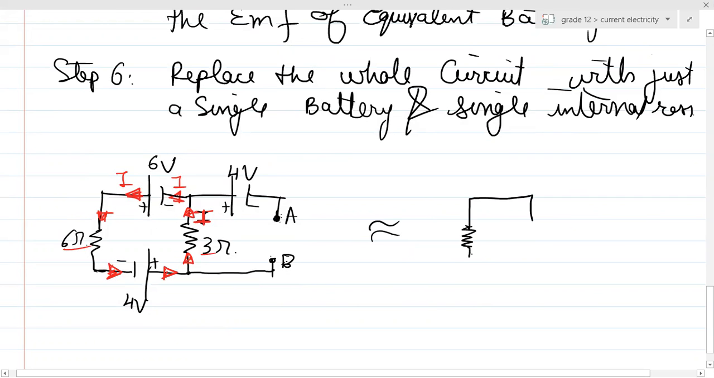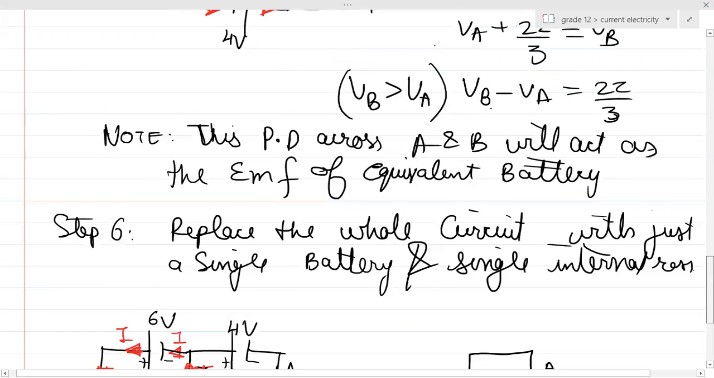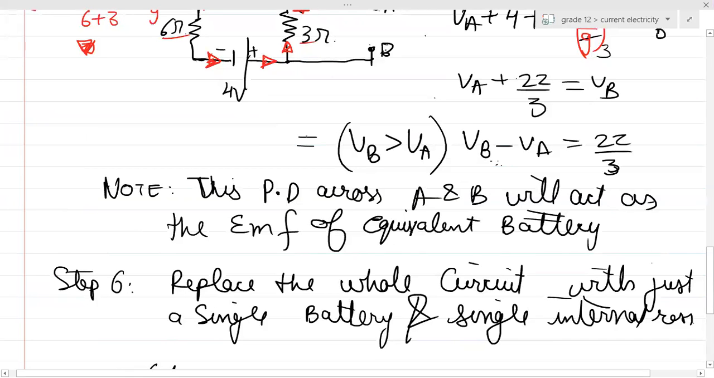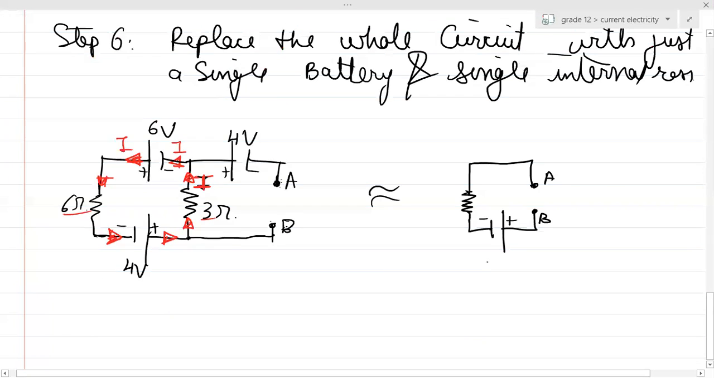Can you see? Just take the internal resistance, and I'm connecting a battery like this. Why am I connecting the positive terminal towards B? Because B was at higher potential. So basically this VB minus VA will be given as your E equivalent. So basically what will you do? You'll just connect this across a 22 by 3 volt battery.